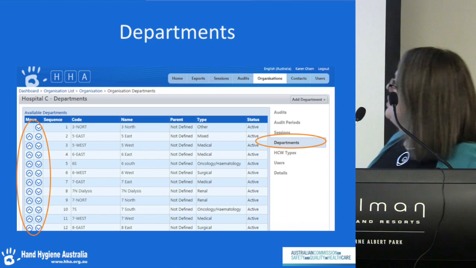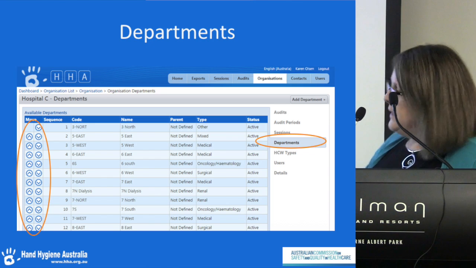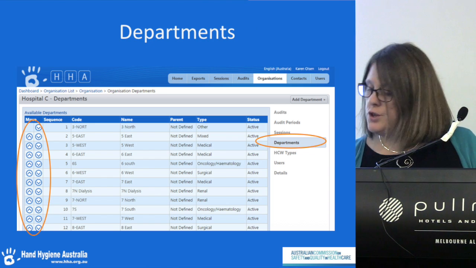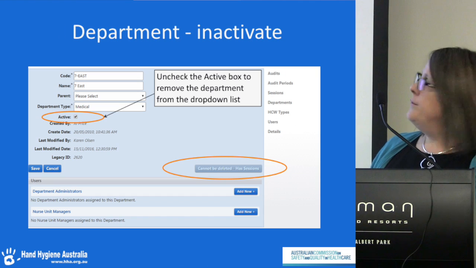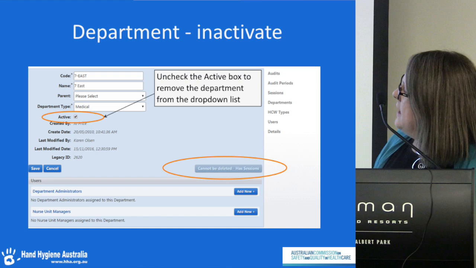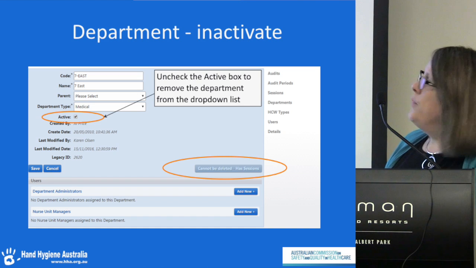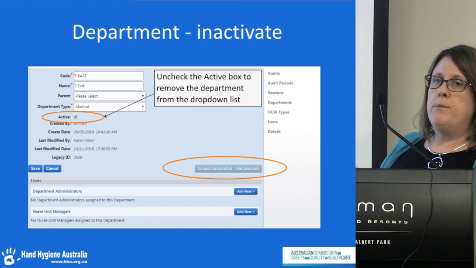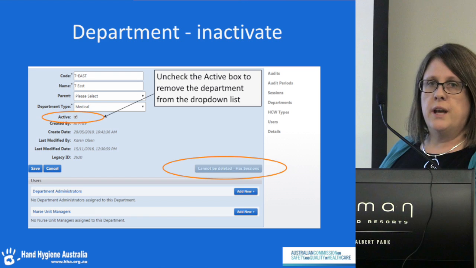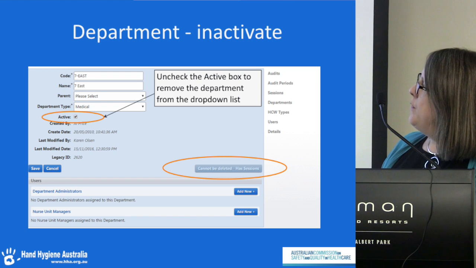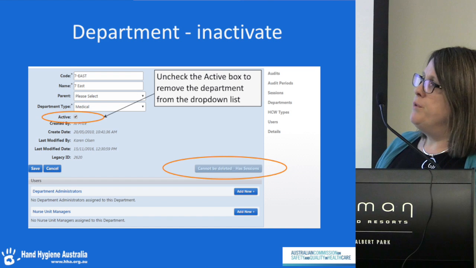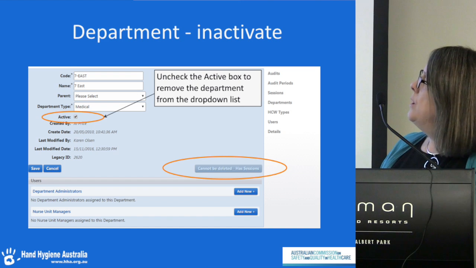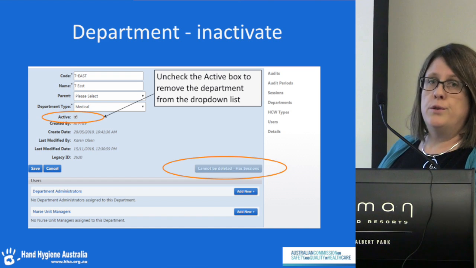So if you click on the name of the department in the list, you'll then open the details page for that department. So departments can now be made inactive. So by unchecking the active box and clicking save, you will remove that department from your drop-down list when you're auditing. And the benefits there is that it will make that list shorter and more manageable, and it'll also prevent data being entered into departments that have closed.